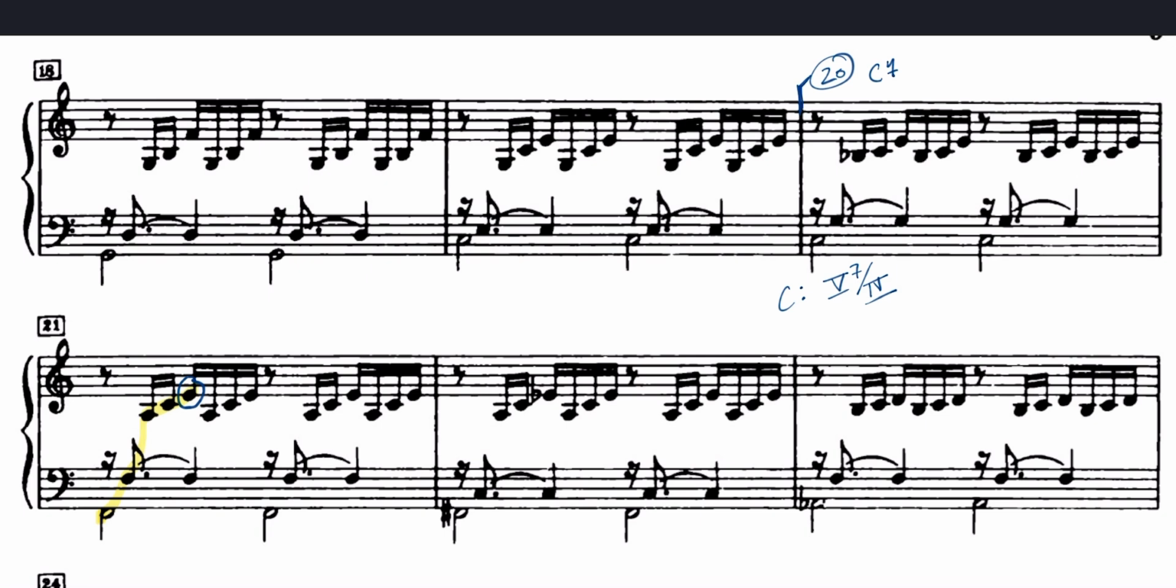So start with measure 20. We've got our C7 chord. The top note E is a common tone to the next chord, the F major 7. Okay, so let's put a label to that. So measure 21 is an F major 7 chord. That is, in terms of the key of C, 4 7, as you can see right there.